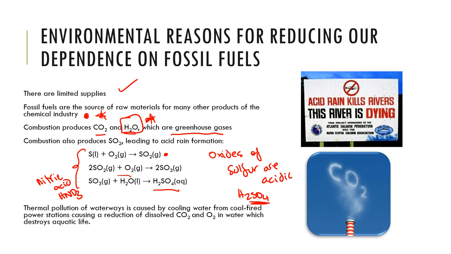It causes the temperature of the water to rise, which reduces the solubility of CO2 and O2 in the waterways, remembering that aquatic plants still require CO2 in order to photosynthesize, and of course fish and other organisms require dissolved oxygen in order to breathe. So by diminishing the solubility of these gases in the waterways, we can destroy aquatic ecosystems.